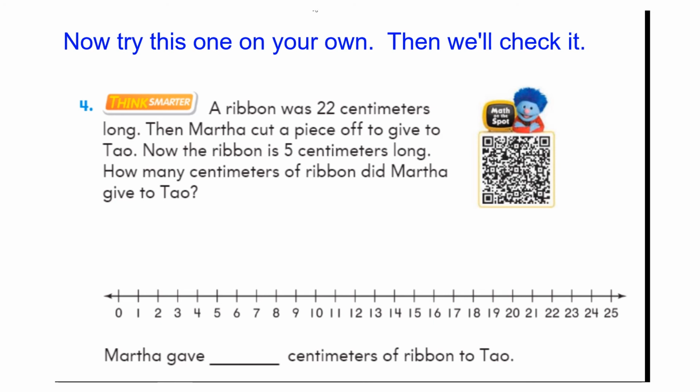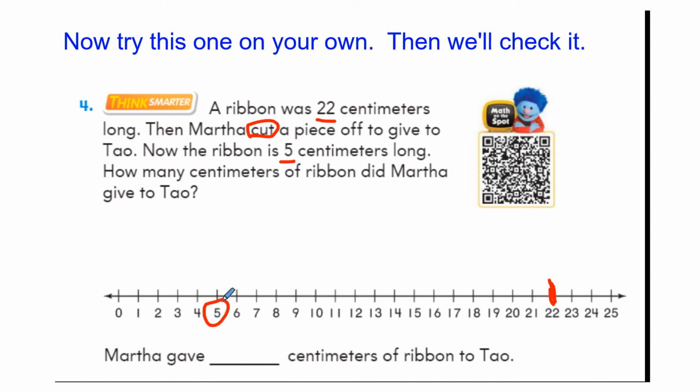A ribbon was 22 centimeters long. Then Martha cut. There's a good word, a clue. It's going to tell us to add or subtract. She cuts a piece off to give to Teo. Now the ribbon is 5 centimeters long. How many centimeters of ribbon did Martha give to Teo? Okay. It was 22 centimeters long. Now it is 5.